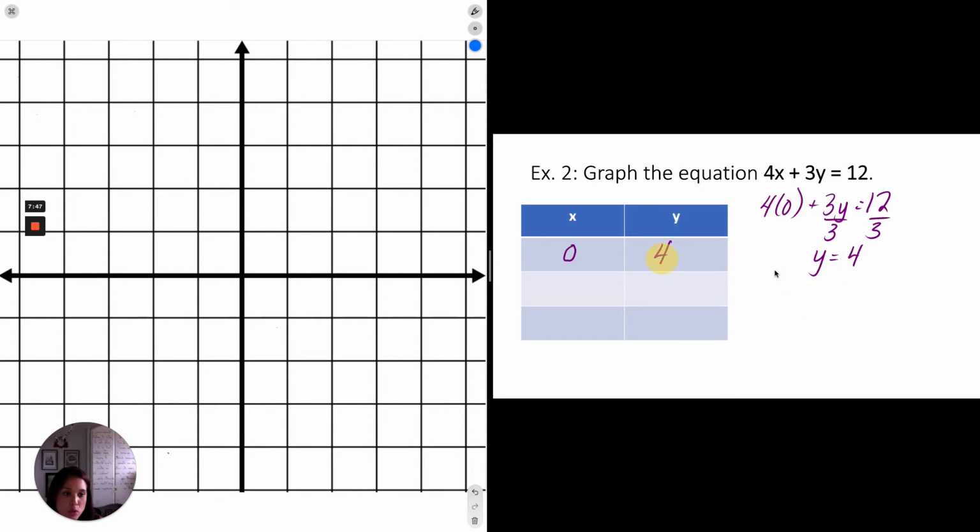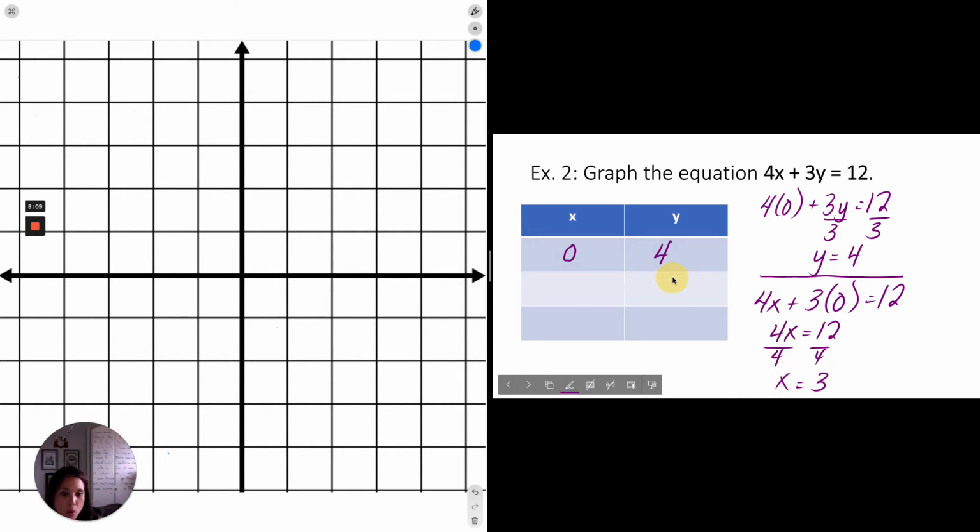And I'm going to do the same for y. I'm going to put a value of 0 and solve for my x-intercept. So 4x plus 3 times 0 equals 12. So now I have 4x equals 12. I divide both sides by 4, and my x-intercept is 3. So when y is 0, my x-intercept is 3. And that is all I need to graph a line.